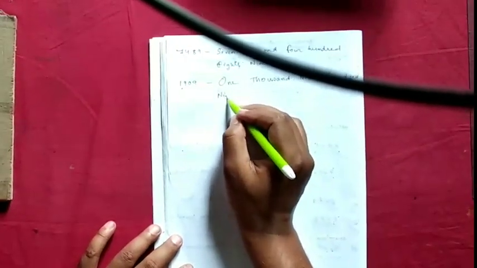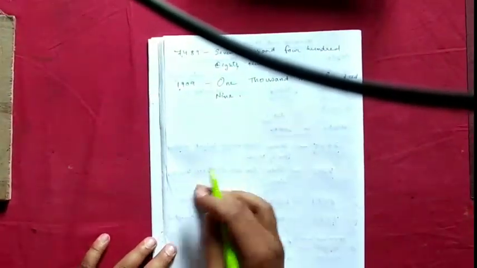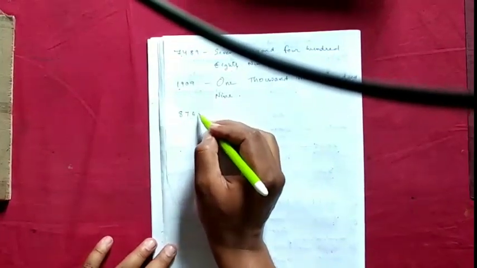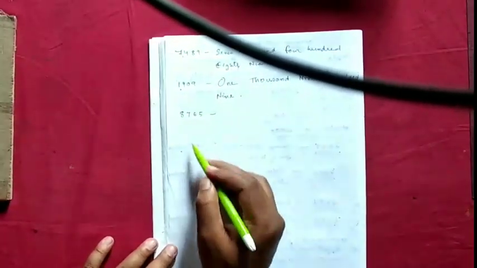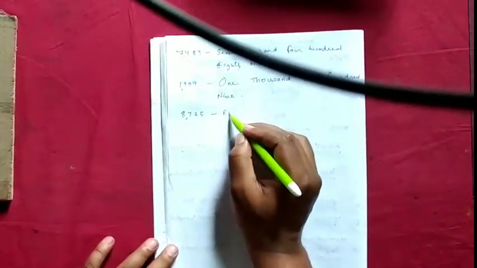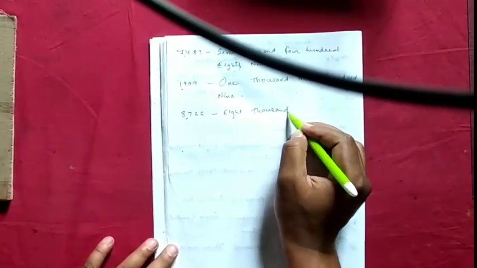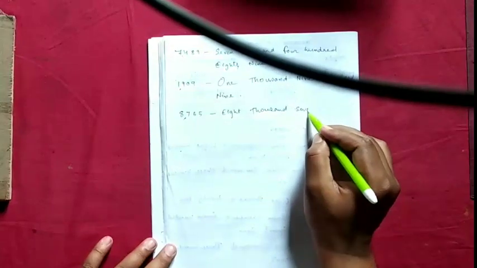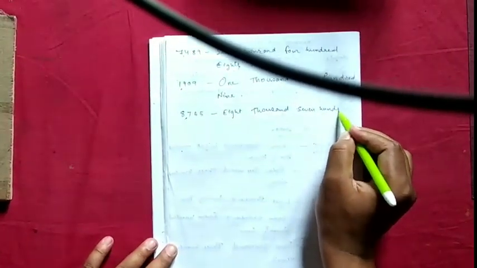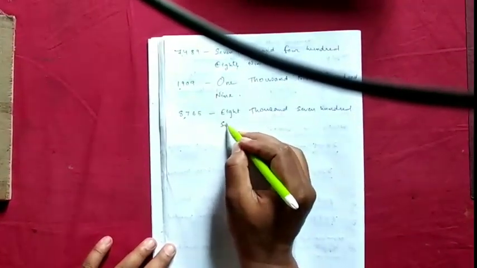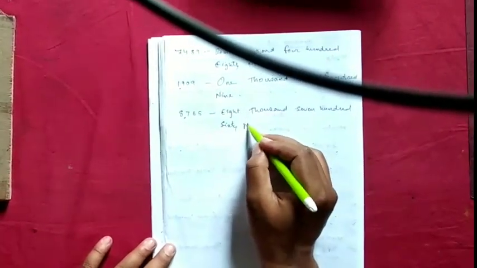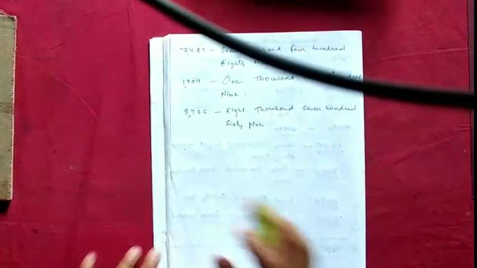9. Last one is 8765. Okay, how to write 8,000? Eight thousand seven hundred sixty-five, 8,765. So this one is very easy.